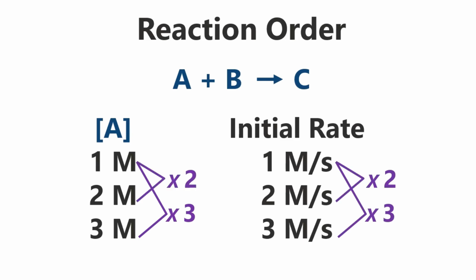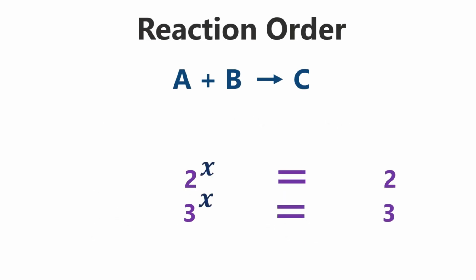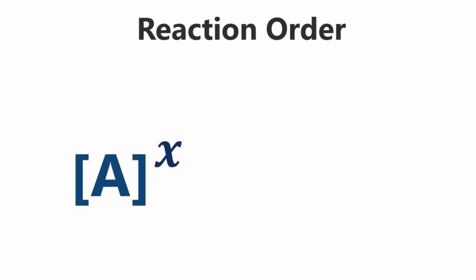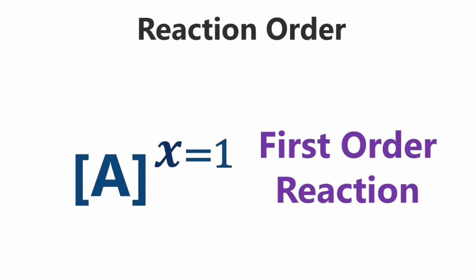To get the reaction order, you must find the exponent of the concentration that would produce a certain number. For example, 2 must be raised by what number to produce a value of 2? Likewise, 3 must be raised by what power to produce the value of 3? The exponent of the concentration is equal to 1, and thus we call this a first-order reaction.